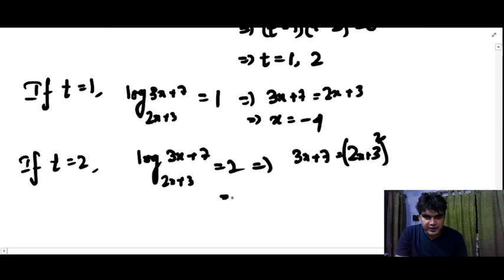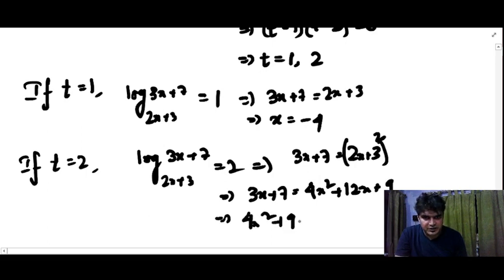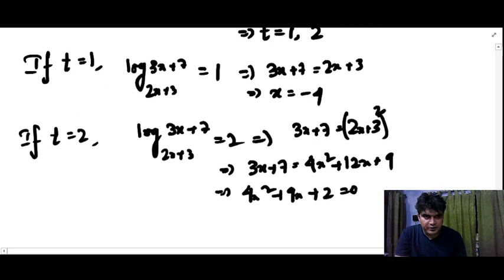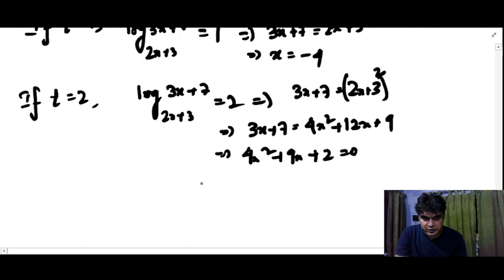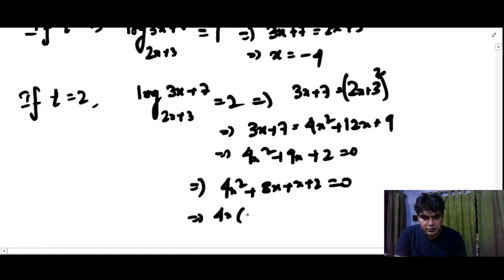So if I simplify it, I'll get 3x plus 7 equals 4x square plus x plus 12x plus 9. So that means 4x square plus 9x plus 2 equals 0, right? So I'm going to solve it, like factorize it. 4x square plus 8x plus x plus 2 equals 0. So 4x common, x plus 2 plus x plus 2 equals 0.